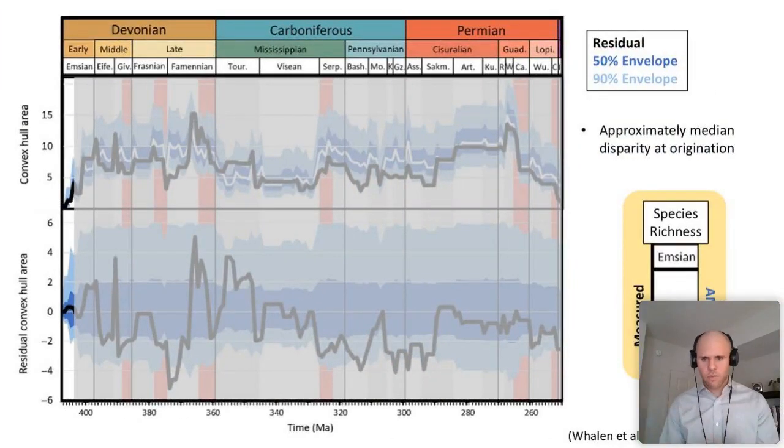Now, just to briefly walk you through this, at origination, you can see that disparity is well within the null 50% envelope. It does not exceed it. We do not have an early burst in the strictest sense of the initial radiation of ammonoids. I also think, though, that recovery from a mass extinction, especially for ammonoids, is another scenario where you expect an early burst. It's sort of a proxy or a replication event of these radiations, because ammonoids famously have this sort of boom and bust evolutionary dynamic where they're hit extremely hard in a mass extinction with 1 or 2 surviving species and then radiate quickly from that surviving stock.